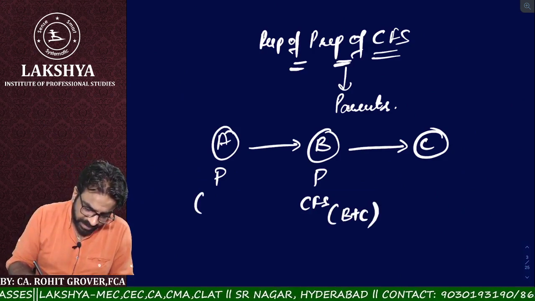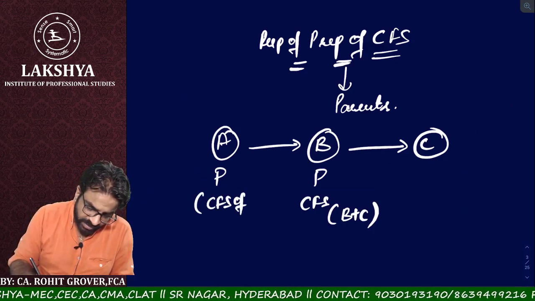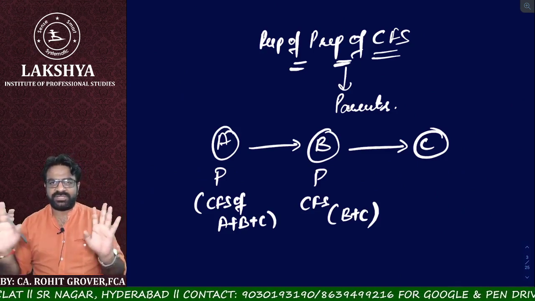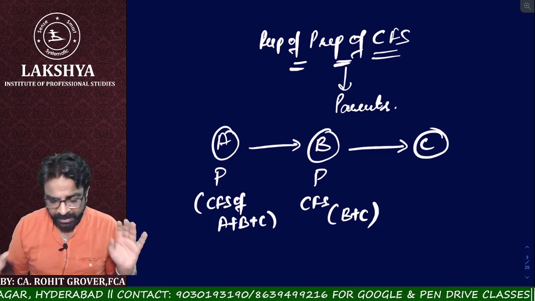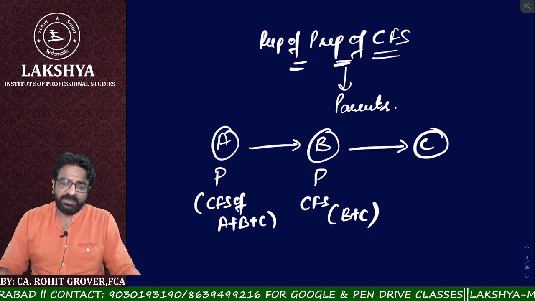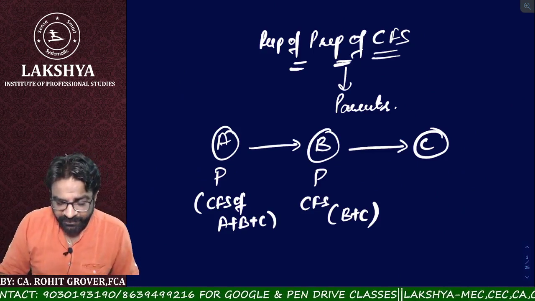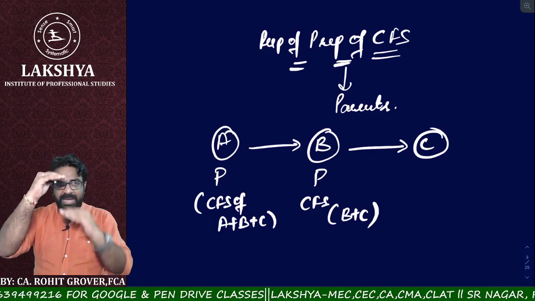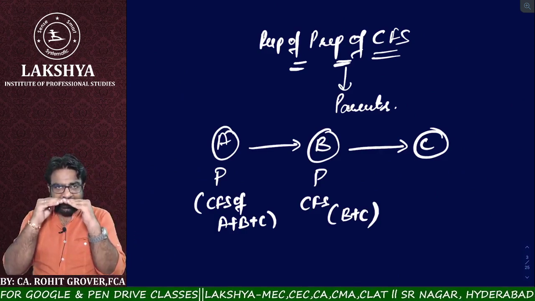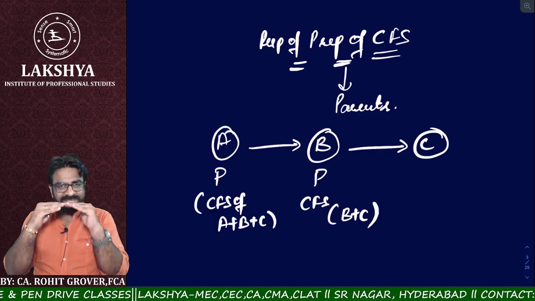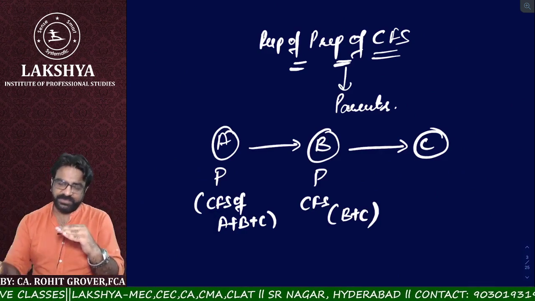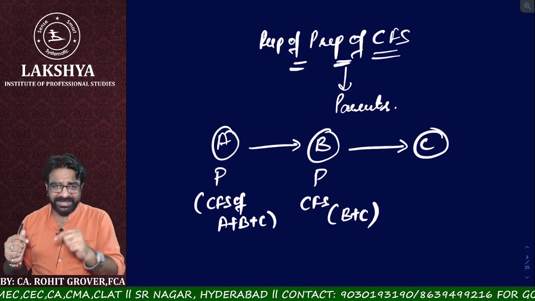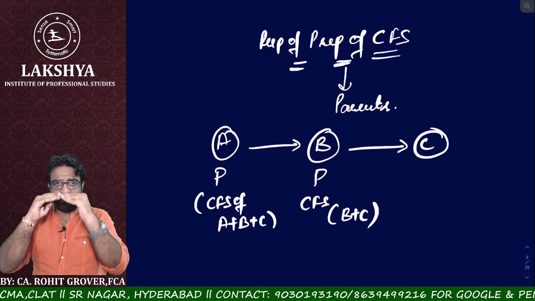And A has to prepare the consolidated financial statements of A plus B plus C along with their respective standalone financial statements. Up to this point, everything is clear? Yes, sir. Now, if you remember, in section 129 I already told you that if you are an intermediate wholly owned subsidiary which is having further subsidiaries, then being a parent, an intermediary parent.